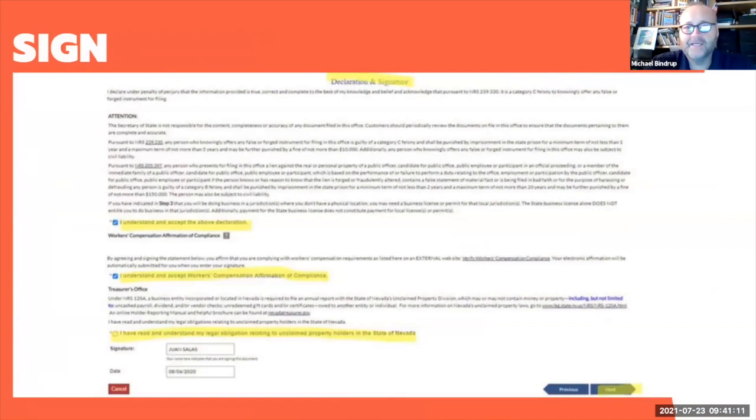You have to sign and declare that you're saying truthful things in here. So I have read and understand my legal obligations relating to unclaimed property holders, workers' comp, and all these things above. So we all sign this. So Juan signed his life away right here. Good job, Juan.